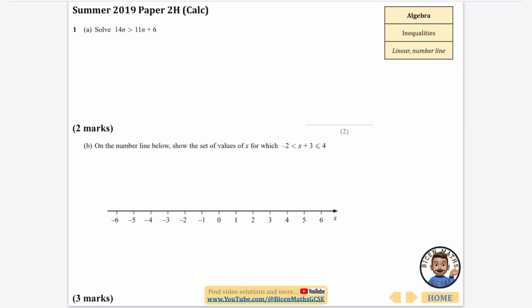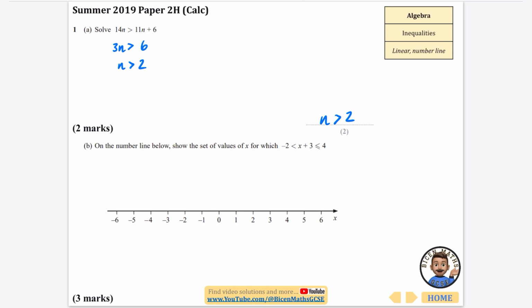Okay, so to begin with, we're going to just solve this inequality that we have here. It's really just like solving an equation, but making sure you keep that sign in the middle. So the first thing I'm going to do is take away that 11n from both sides, which will leave me with a 3n and the 6, and then I'm just going to divide by 3 on both sides so that I get that n is greater than 2, and you can't just write 2, you have to write that n is greater than 2.